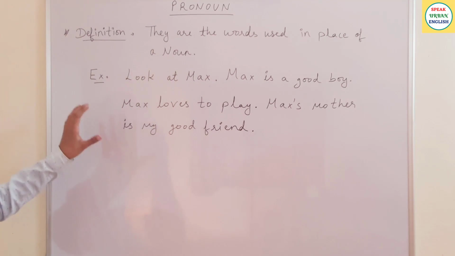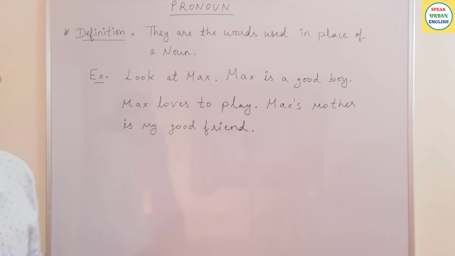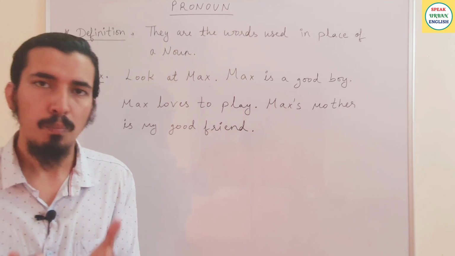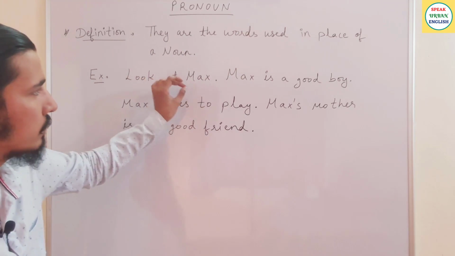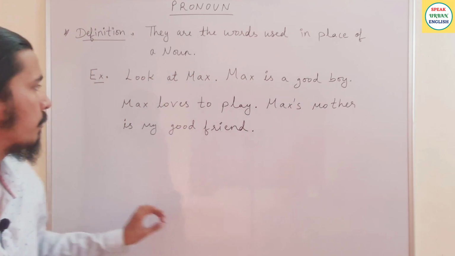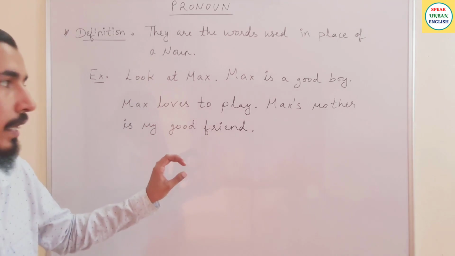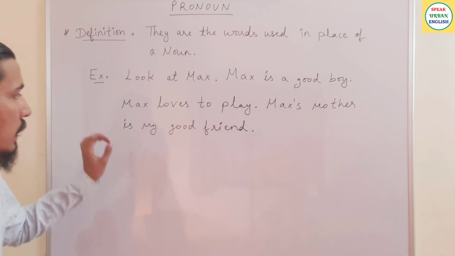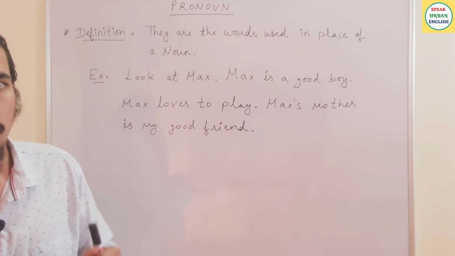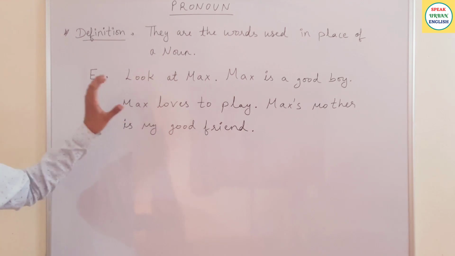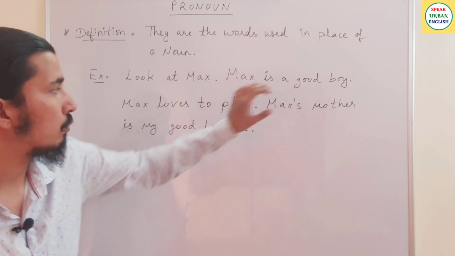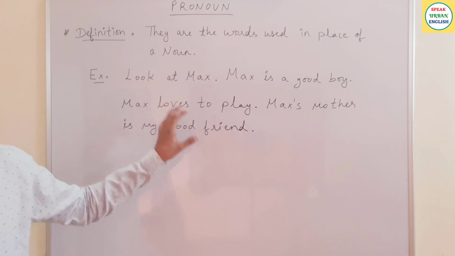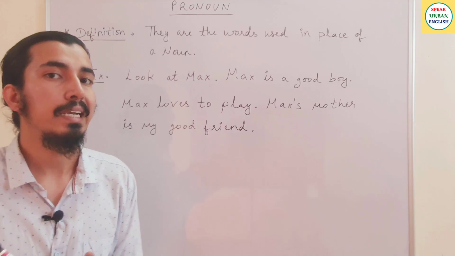I have written here, look at Max. Max is a noun. Max is the name of a boy, name of a person, name of a creature. It's a noun. Look at Max. Max is a good boy. Max loves to play. Max's mother is my good friend. So guys, in these sentences, I have written Max again and again, many times.